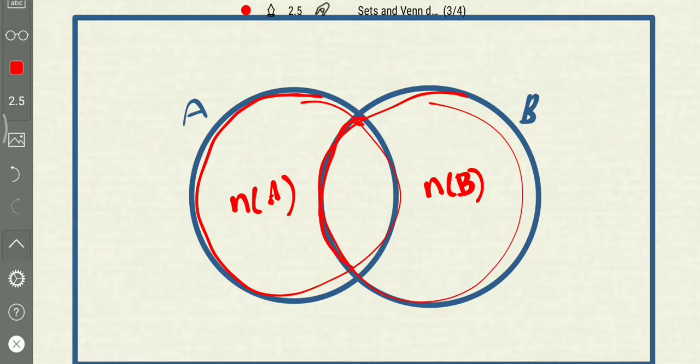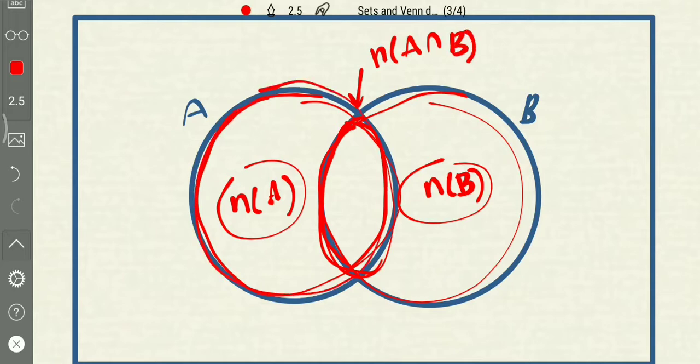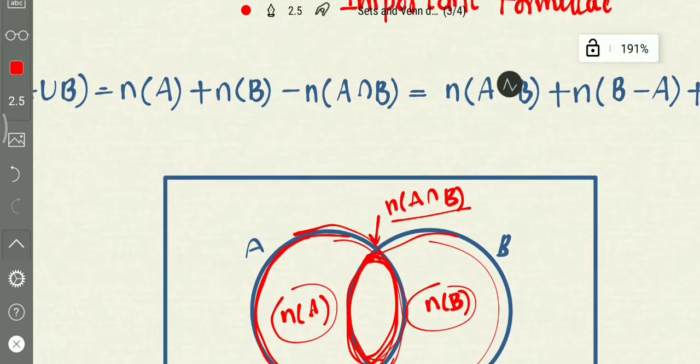But there is a common section here. If we add n of A and n of B, these elements common for both A and B are added twice. So we need to subtract n of A intersection B. So adding n of A and n of B, we add two times the intersection part. So we need to remove the one intersection part. So it is n of A intersection B.